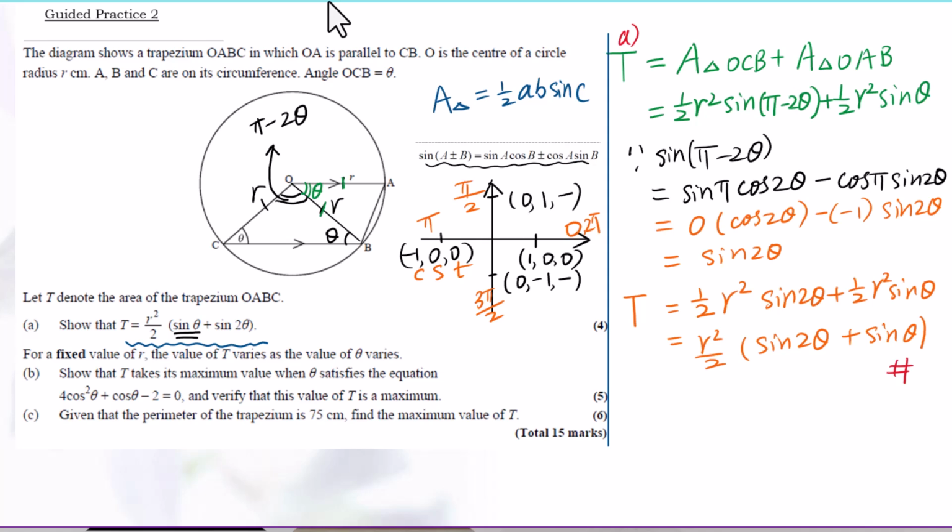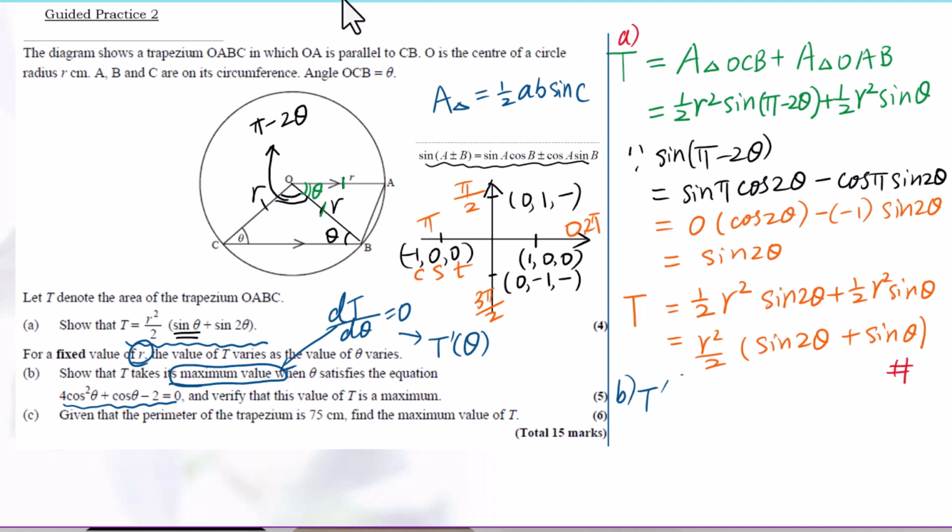Let's go to B. For a fixed value of r, which means r is a constant, the value of T varies as the value of theta varies. Show that T takes its maximum value when theta satisfies this equation. T takes its maximum value means dT/d theta equals 0. Or you can write this as T prime of theta.